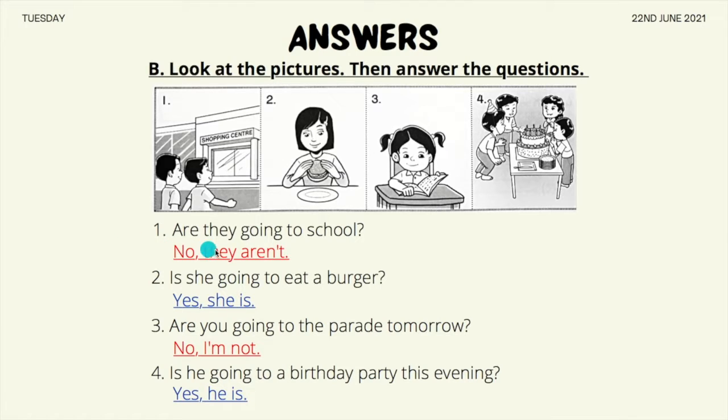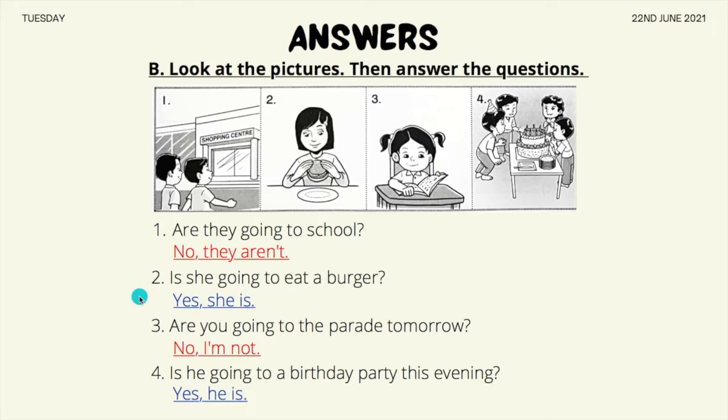Number 1. Are they going to school? Can you see here the word shopping center? They are definitely not going to school. So the answer is no, they aren't. Please make sure your spelling is correct. When you write the word no here, you must start with comma followed by they aren't, A-R-E-N apostrophe T with full stop. Not to forget that. No, they aren't.